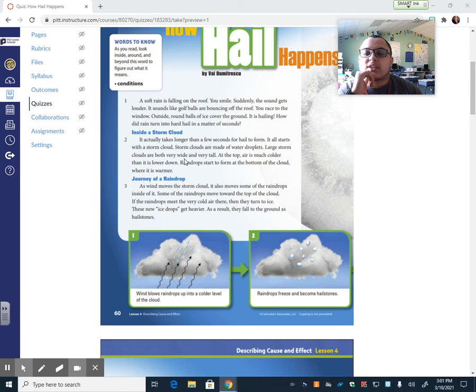It all starts with the storm cloud. Storm clouds are made of water droplets. Large storm clouds are very wide and very tall. At the top, air is much colder than it is lower down. Raindrops start to form at the bottom of the cloud where it is warmer.